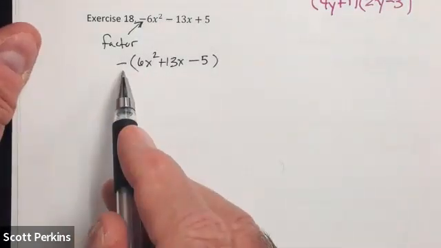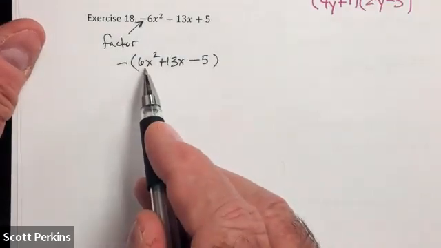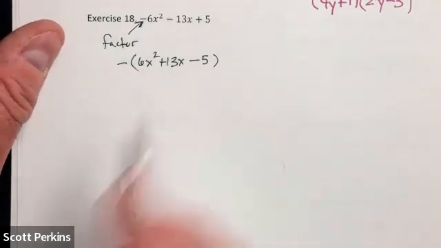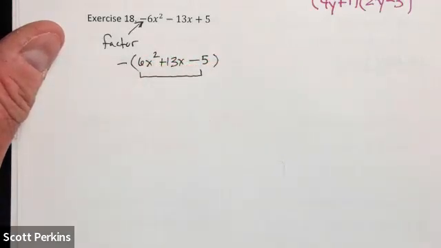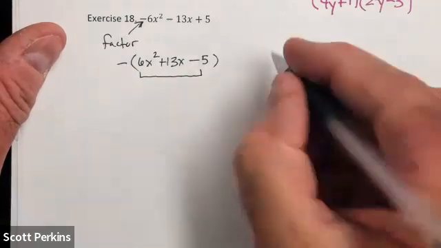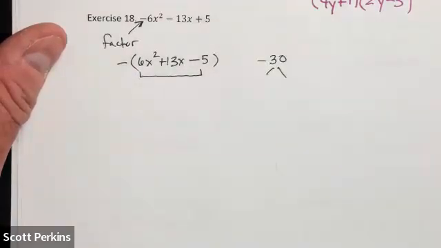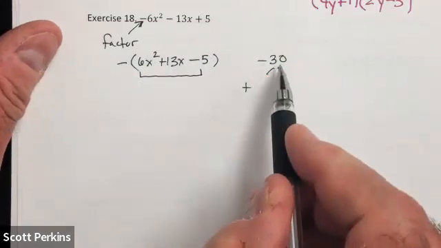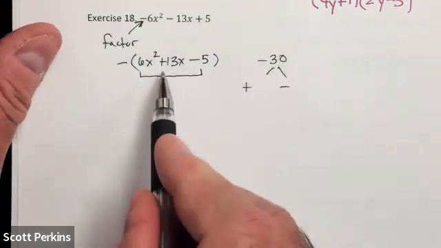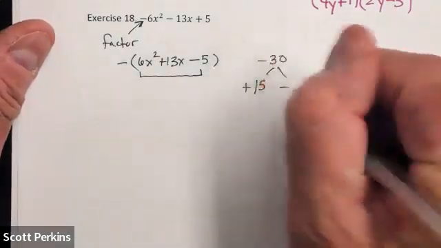So I factored the negative out, and so what's left is now a positive 6x squared, positive 13x, and a negative 5. I'm now going to do my grouping process on this. So I'm going to multiply the 6 times the negative 5 and get negative 30. Since it's a negative 30, I know one of my factors is positive, one is negative, and the two factors of negative 30 that are going to add up to positive 13 are going to be positive 15 and negative 2.